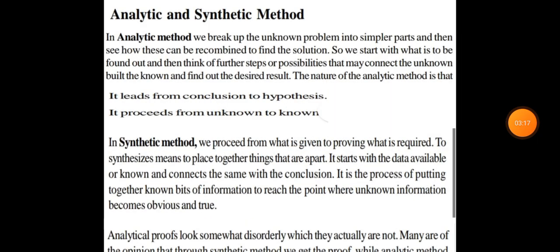Next is analytic and synthetic method. In analytic method, we break up the unknown problem into small, simpler parts and then see how these can be recombined to find the solution. So we start with what is to be found out and then think of further steps or possibilities that may connect the unknown, build the known and find out the desired result.